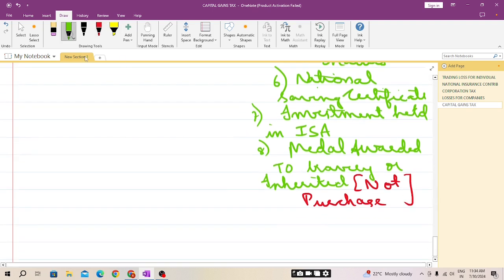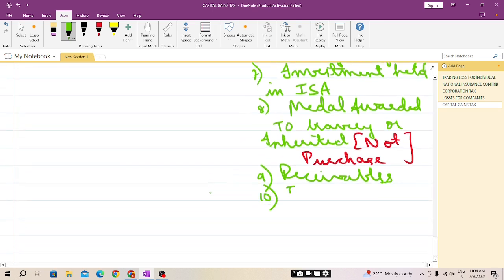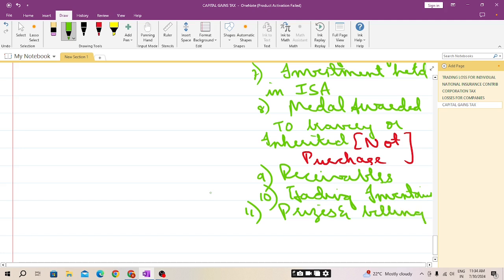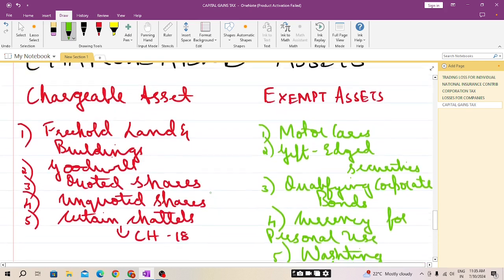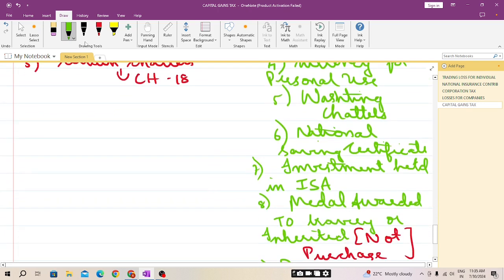Then coming to the receivables, trading inventory. So these are all trading inventory. These all are, students, current assets. Then we have seen the prizes and betting winnings are also exempt, students. So this is a list of the exempt assets. I hope this is clear, students. This is a list of exempt assets. So students, the exempt asset list needs to be remembered.